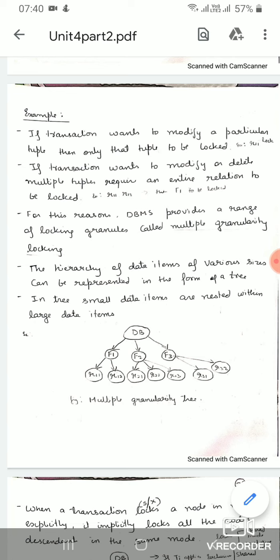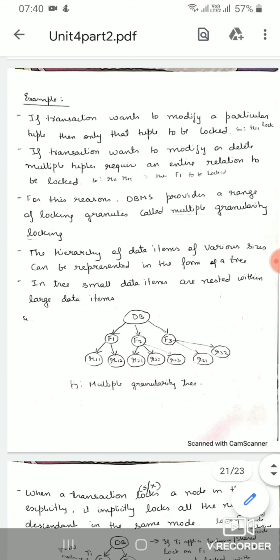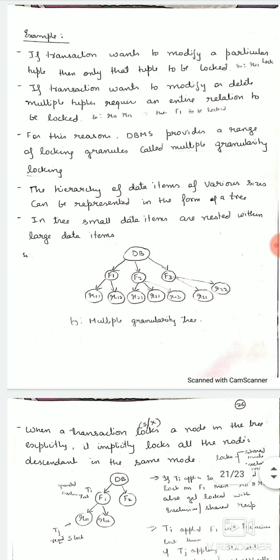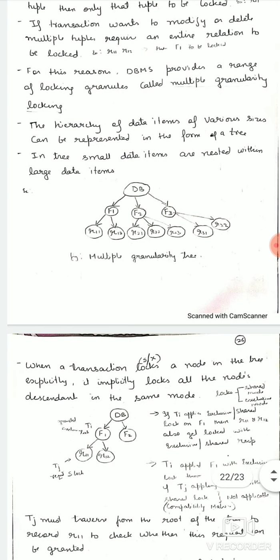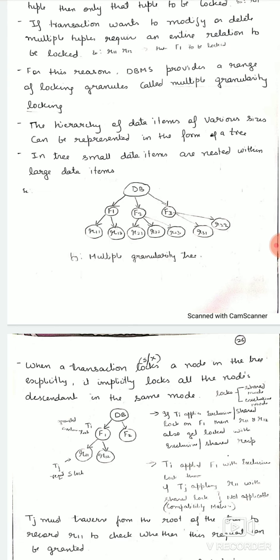The hierarchy of the data items at various stages can be represented in the form of a tree, as we have seen, because it is at various different stages and each in turn holds information, so it is called the hierarchy representation of the records. In the tree, small data items are nested within large data items. R11, R12 are nested in F1. R21, R22, R23 are nested in F2. Further, F1, F2, F3 are nested in the database. So this is the hierarchy level of the database representation.